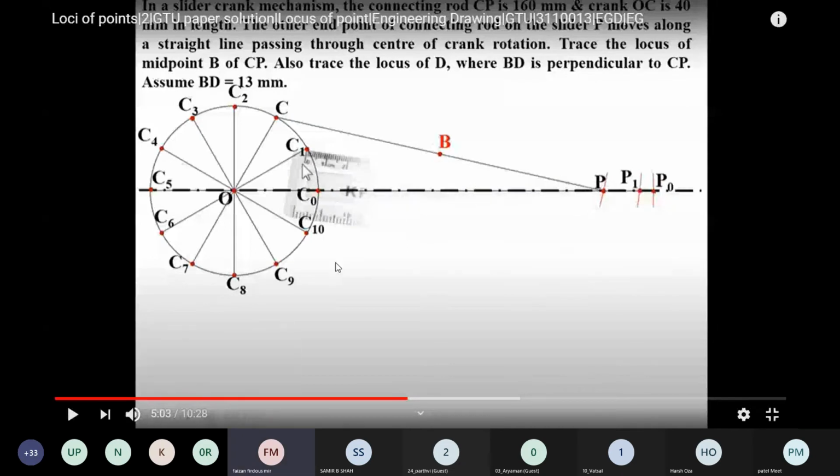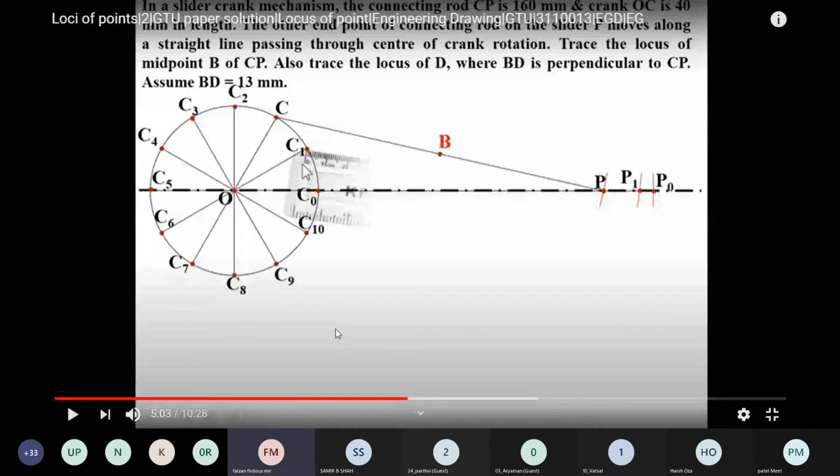C0 is the center, and with the help of the rotor, I can create the point on this horizontal line. That is, if this is C1, then from C1, P1, from C2, P2. Every time you have to make an arc on this center line only. Okay, after that you may complete all the points.